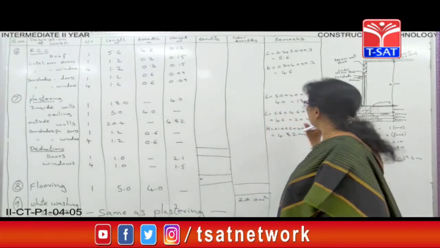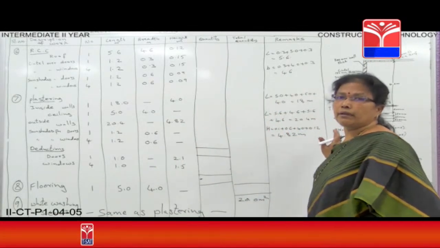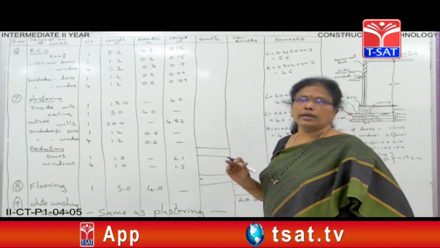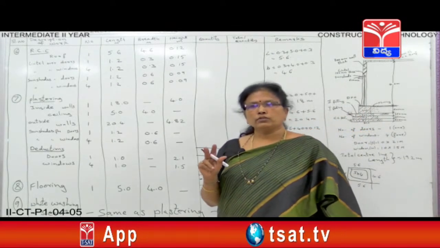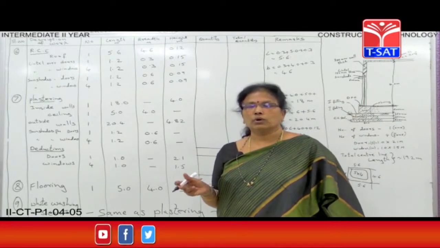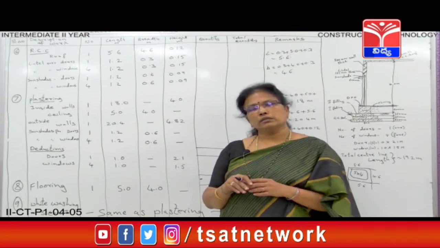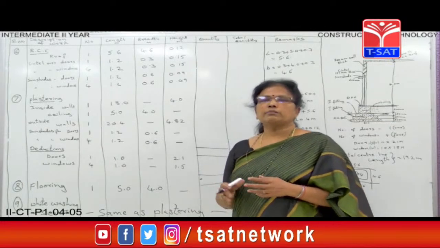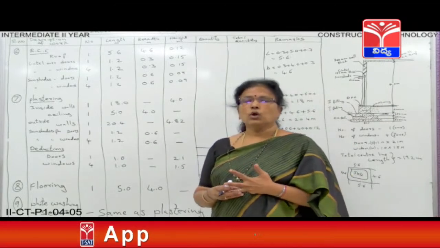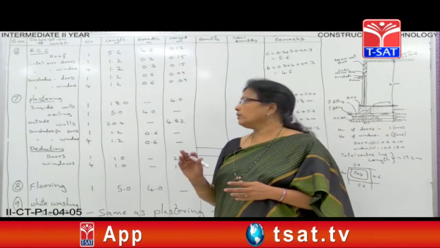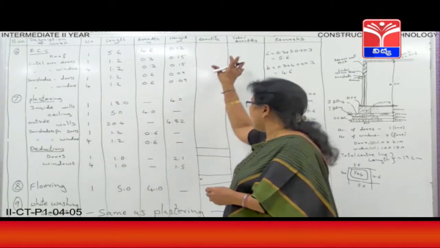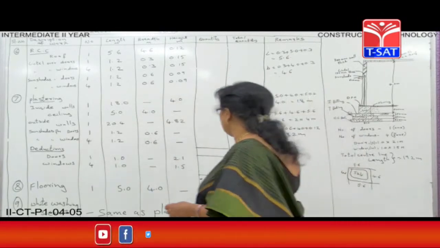They will give you the plan, section and the dimensions, and everything is given. You just need to calculate only the quantities of the given 2 items, and sometimes 3 items also. If they give 3 items, then each item is given 2 marks, that is 3 into 2, 6 marks. If they give only 2, then each is 3 marks, then 6 marks. Now I'll calculate the quantities of this.